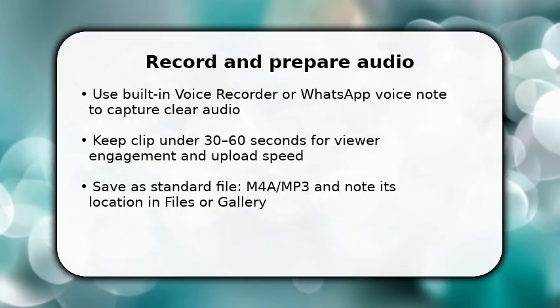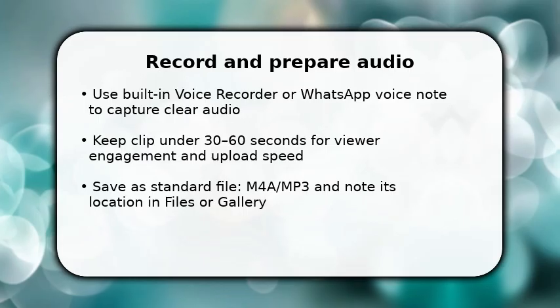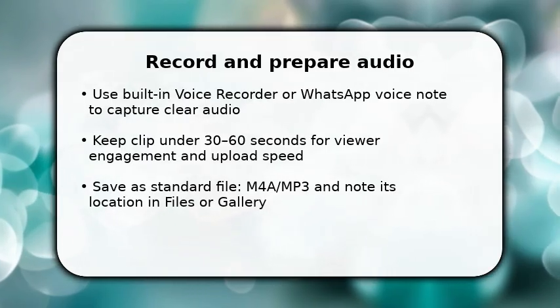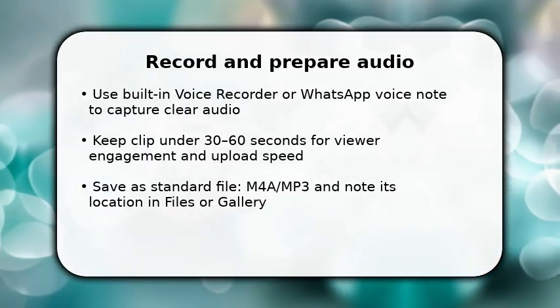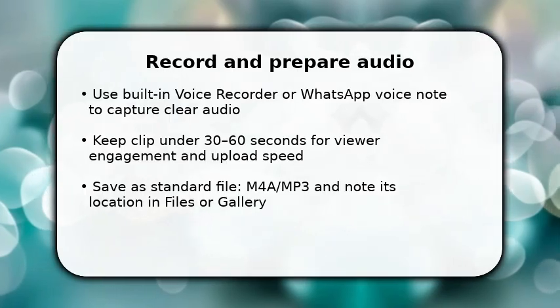If you want a visual, pick a single image to pair with the audio. Make sure the clip is 30-60 seconds for quick status viewing. Longer files can be compressed. Now locate the saved audio in your files or gallery so you can convert or wrap it into a video for WhatsApp status.